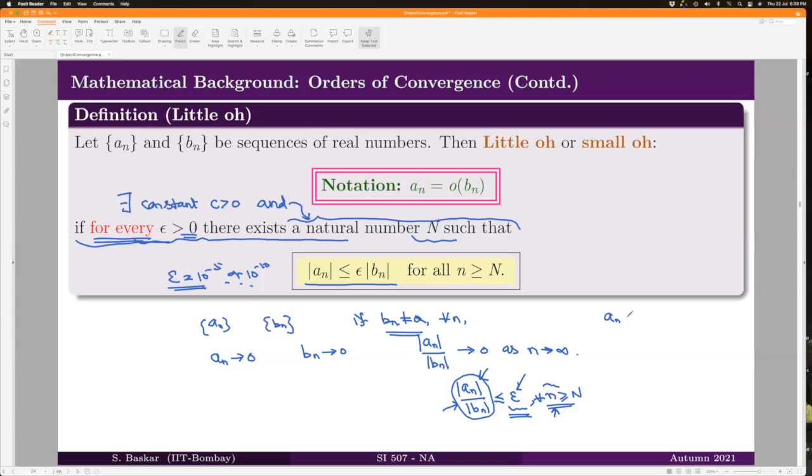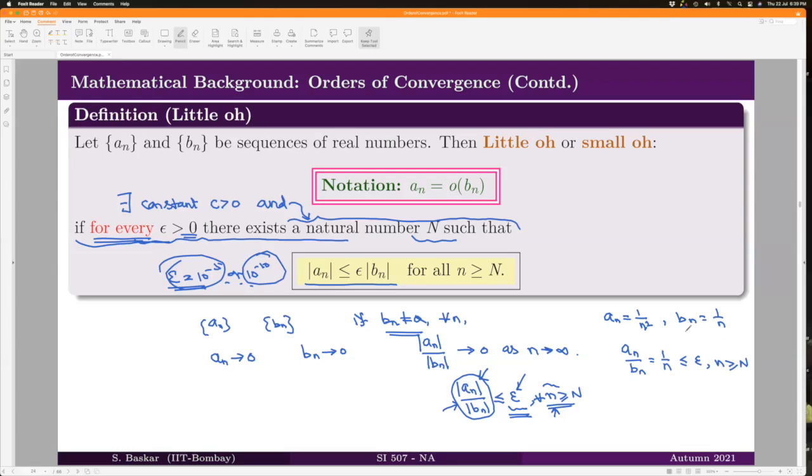Again, going back to our example, let us take an equal to 1 by n square and bn equal to 1 by n. Then you can see that an by bn is equal to 1 by n. So now you give me any small epsilon, whether this or even something less than that, I can always find a large enough n such that this is less than or equal to that epsilon for all n greater than or equal to that large number that I have chosen, right?